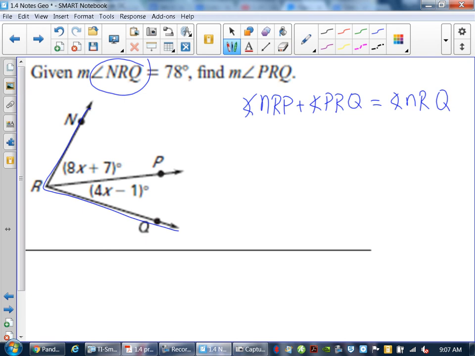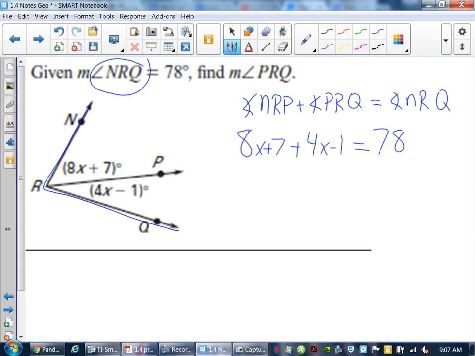Now, angle NRP is 8x plus 7. The next one is 4x minus 1. And the whole thing is 78. You have to read the instructions, guys, and look at the top.